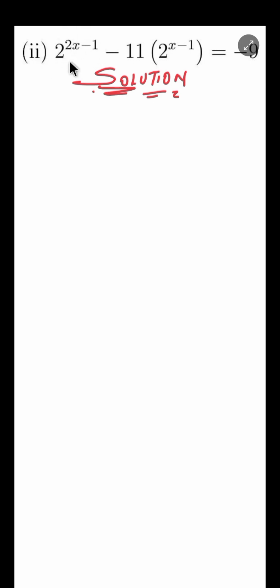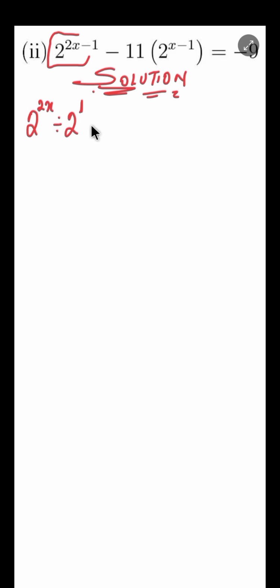This particular expression can be written in a separate form, whereby I write it as 2 raised to the power of 2x divided by 2 raised to the power of 1. According to the rule of indices, whenever you have the same base, you take the base as a single one and subtract the indices, whenever it is separated by a division sign. So this expression and what I've just written are both the same.